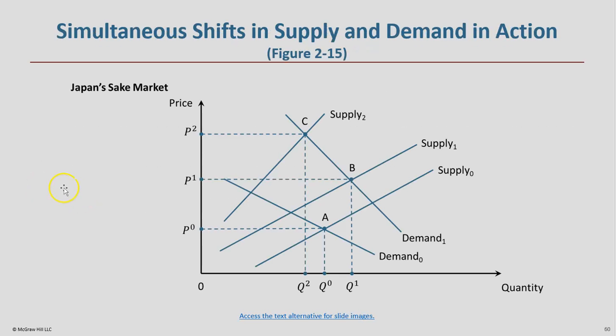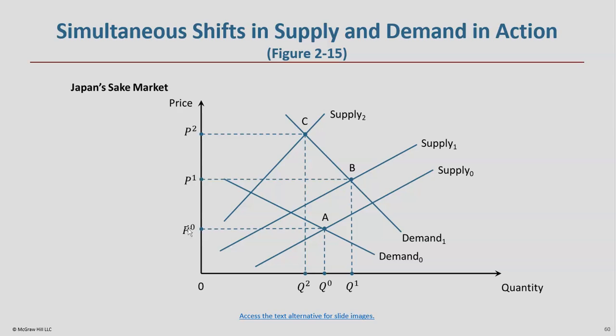Okay, so here's a messy diagram. Let's try to piece all these curves out one at a time. Like every market diagram, we've got quantity on the horizontal axis and price on the vertical. A market analysis like this should always start with demand 0 and supply 0, or you could start with demand 1 and supply 1, but the lowest number tells you the initial situation. So in this case, supply 0 and demand 0 intersect at point A. Equilibrium quantity is Q0, equilibrium price is P0.